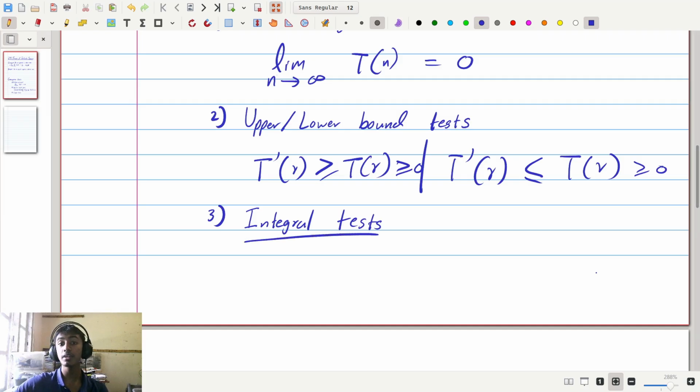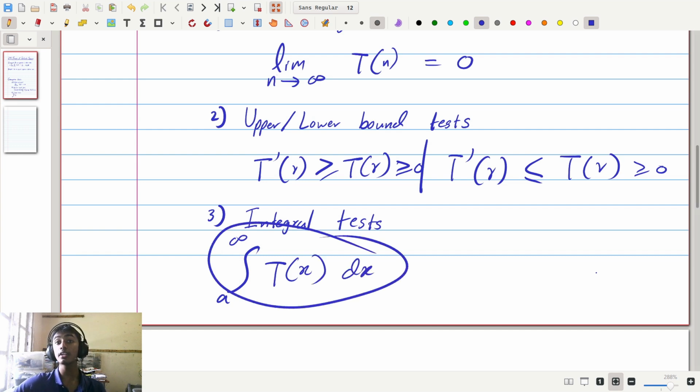So basically, the basic idea that you need here is that we have some function that is either identical to this function that we are using for our terms, or some function that is less than or greater than our function that we are interested in. And given that function, we want to integrate that function from our starting value, let's say a, up to infinity. So we want to do the integral from a up to infinity of our function, which I'm going to represent with t of x dx. We want to consider this integral.